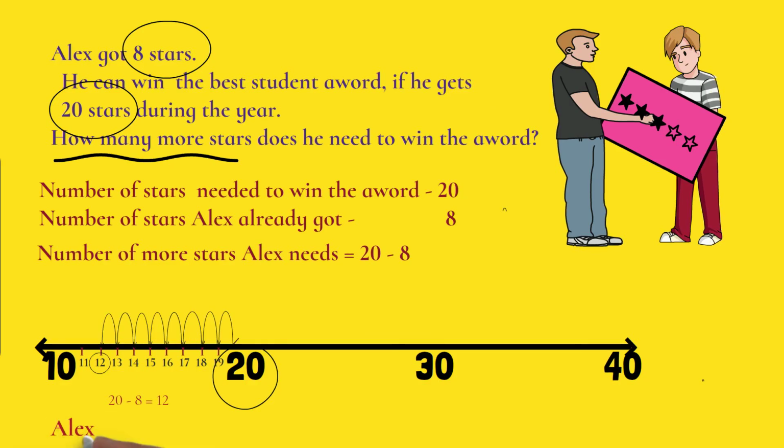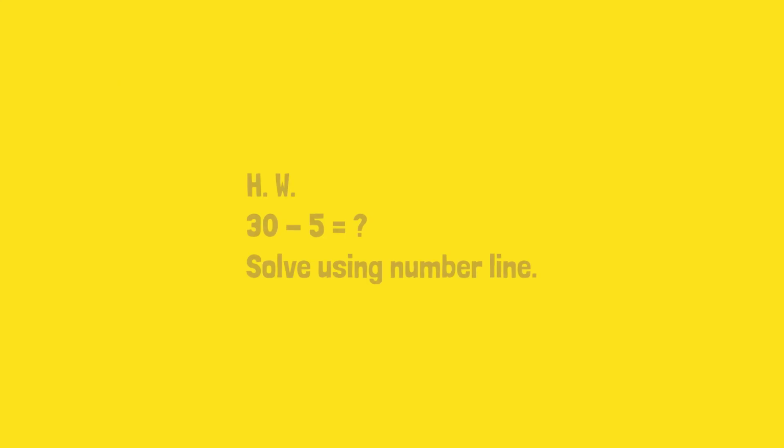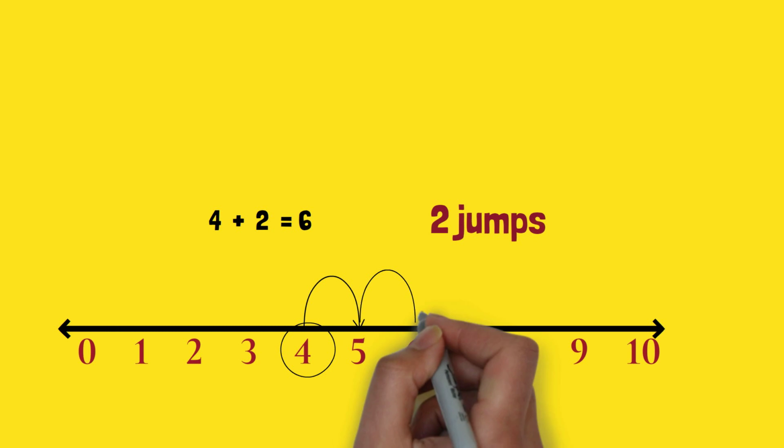Interesting, children. So Alex needs 12 more stars to win the award. Now you can solve two-digit number operations using the number line. This is for your homework. Try on your own using the number line.